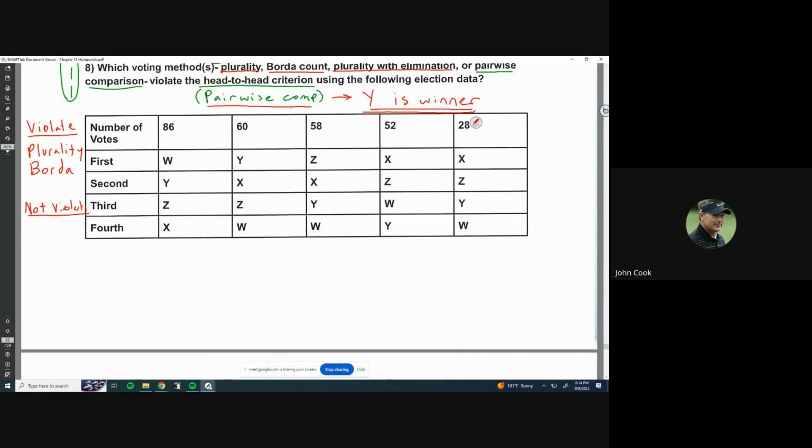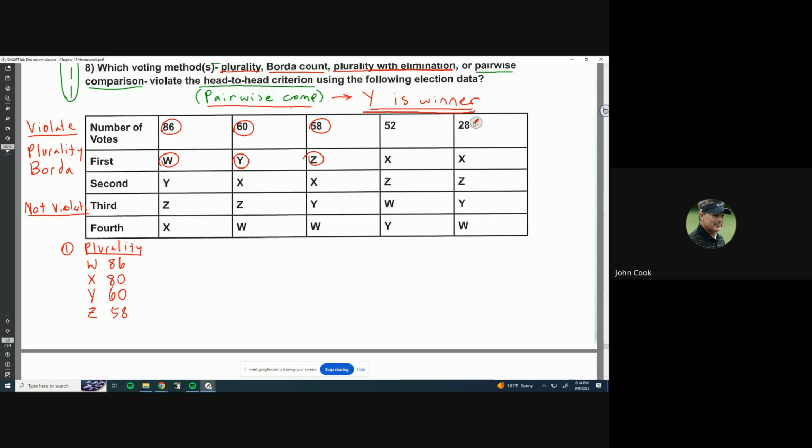All right, so we start with our first round, which is just checking regular old plurality. And so with plurality, we just check first place votes. So W, X, Y, and Z. So W has 86. X had 80. And this is all from just looking at first place votes. That's it. So 60 for Y. Z has 58. Okay. So that means that it looks like W is the winner, but with plurality with elimination, it needs to reach a majority.